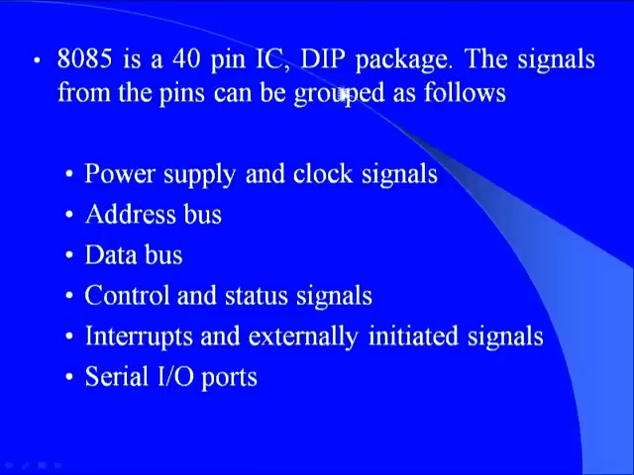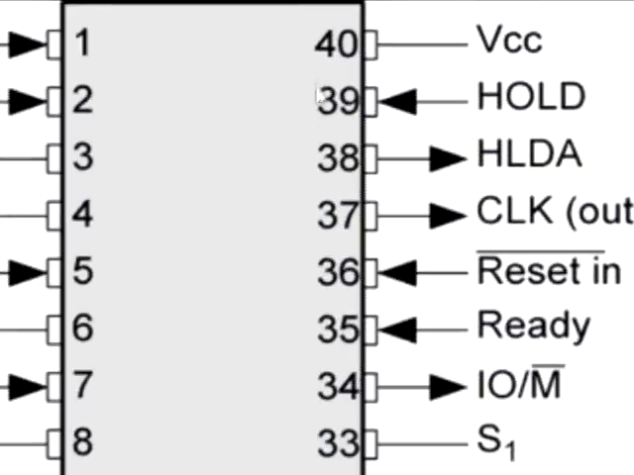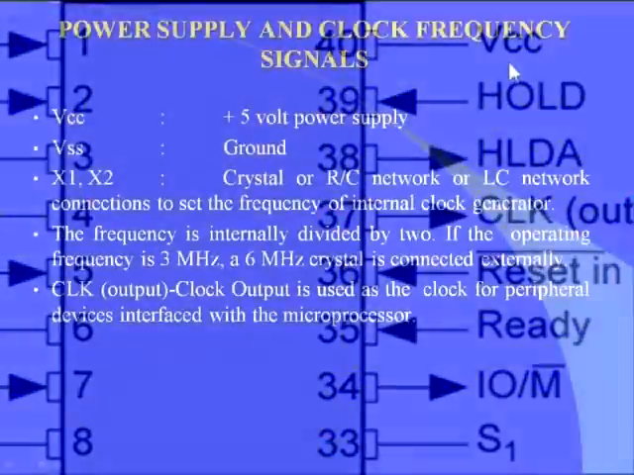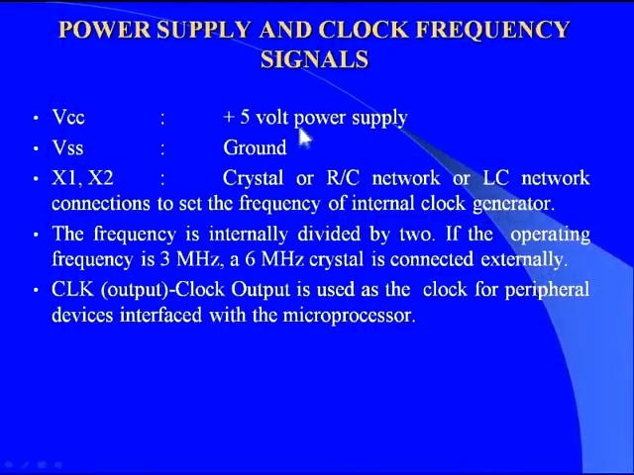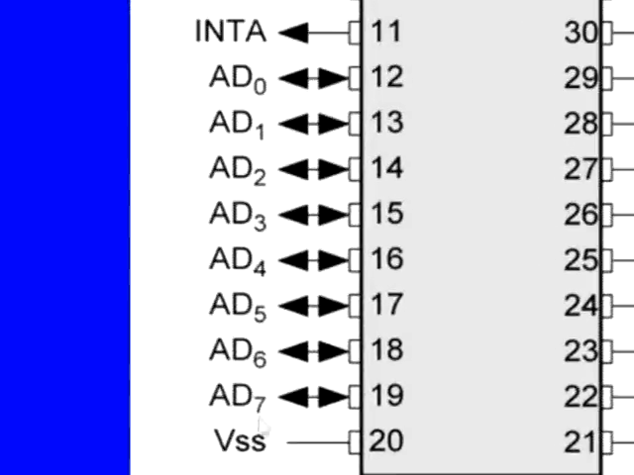The pin signals can be grouped as follows: power supply and clock signals, address bus, data bus, control and status signals, interrupts and externally initiated signals, and serial I/O ports. Pin number 40 is known as VCC, through which we have to give a plus 5 volts DC power supply. And pin number 20 is referred to as VSS, it's a ground or a reference point.